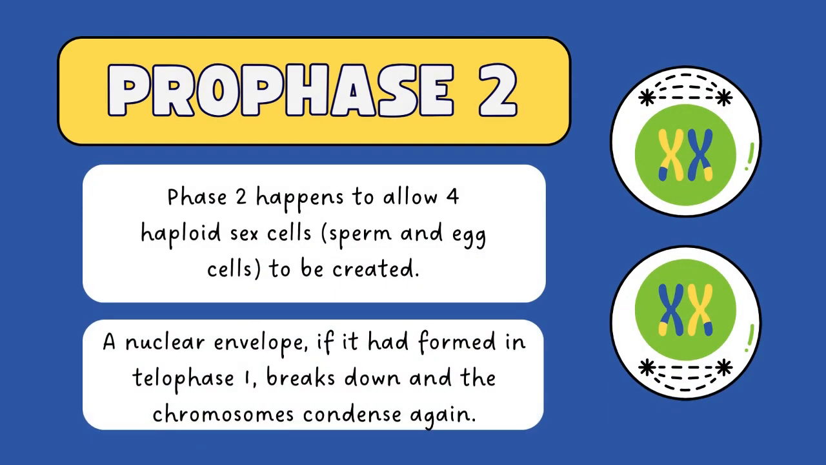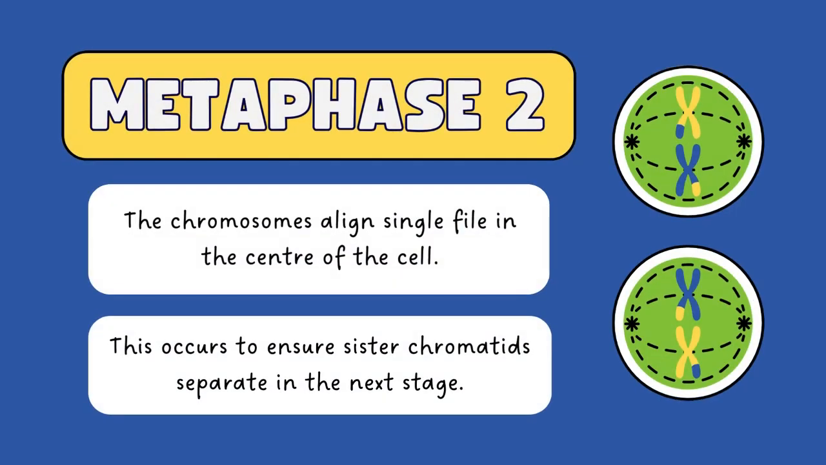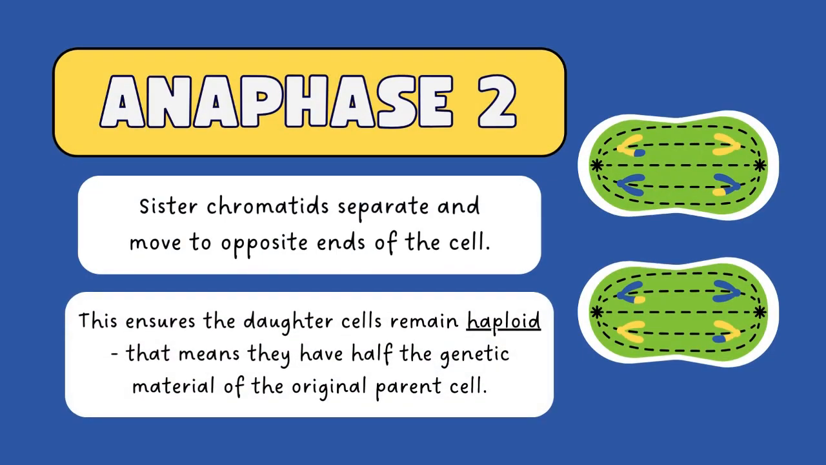wherein the chromosomes condense and the nuclear envelope breaks down. After that, it will move to metaphase 2, wherein each chromosome will attach at a special point called the centromere, or on the metaphase plate. After that, the centromeres split, separating the sister chromatids, moving them to the opposite ends of the cell.